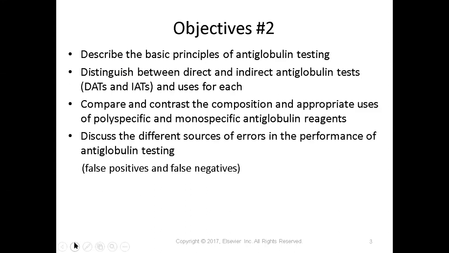Moving on to our second slide for objectives. You will be able to describe the basic principles of antiglobulin testing, distinguish between direct and indirect antiglobulin tests, which we abbreviate as DAT and IAT, and when each would be used. Compare and contrast the composition and appropriate uses of polyspecific and monospecific antiglobulin reagents. Discuss the different sources of errors in the performance of antiglobulin testing, and this refers to false positives and false negatives that we may get in testing.